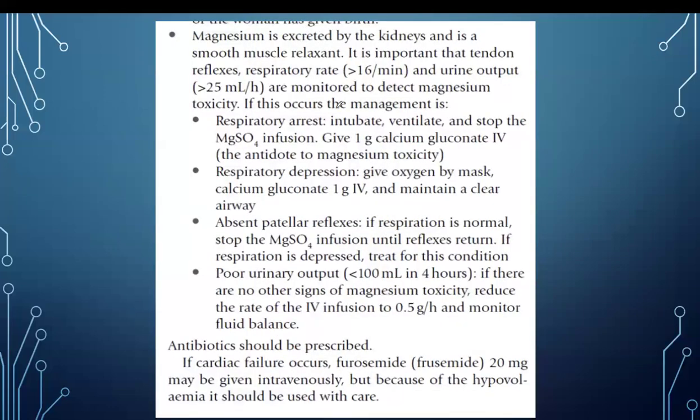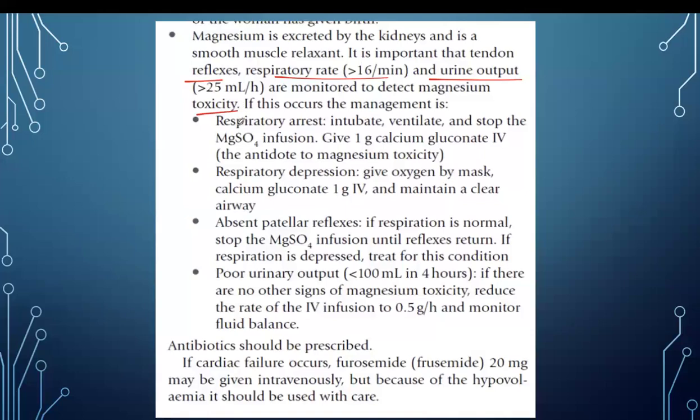Now, once you start a patient on magnesium sulfate, it also has some risk. It can quite easily cause magnesium toxicity. Because magnesium is a smooth muscle relaxant, sometimes it can cause a lot of side effects. How do we normally look at it? When a patient is on magnesium sulfate, we look at the tendon reflex, we check their respiratory rate and urine output to detect magnesium toxicity.